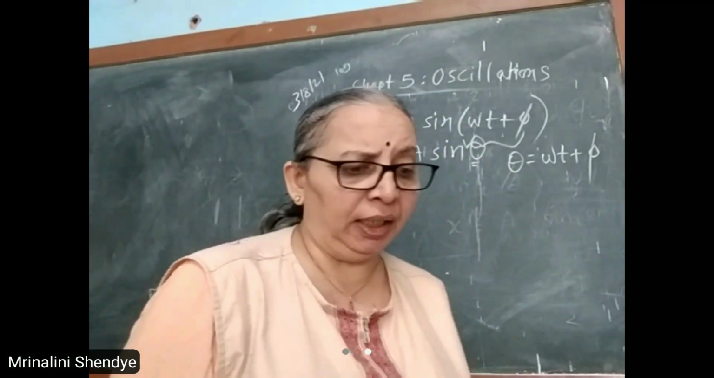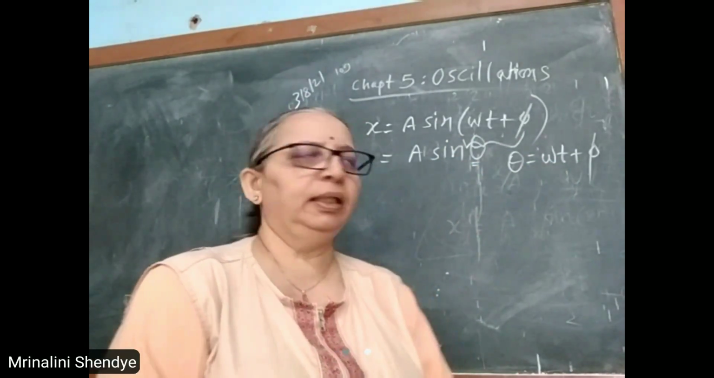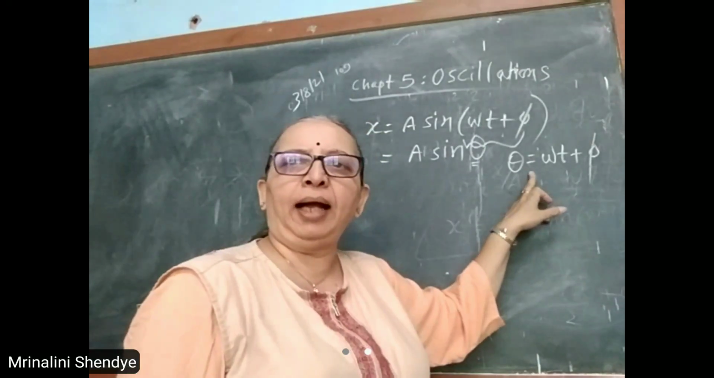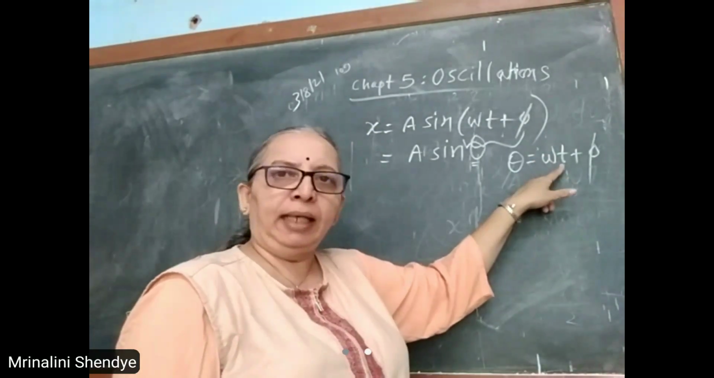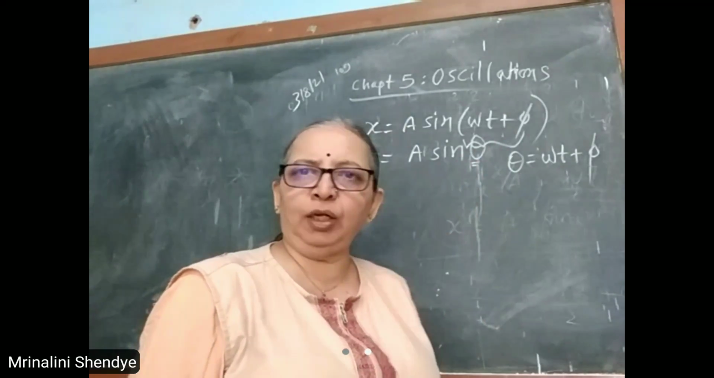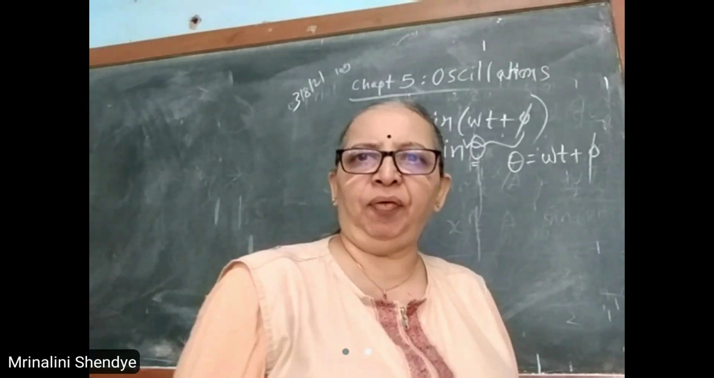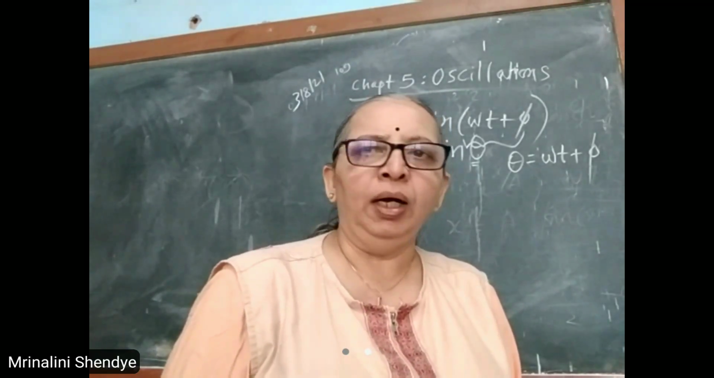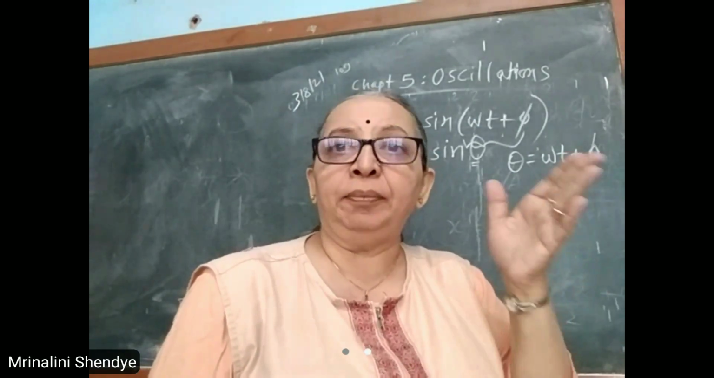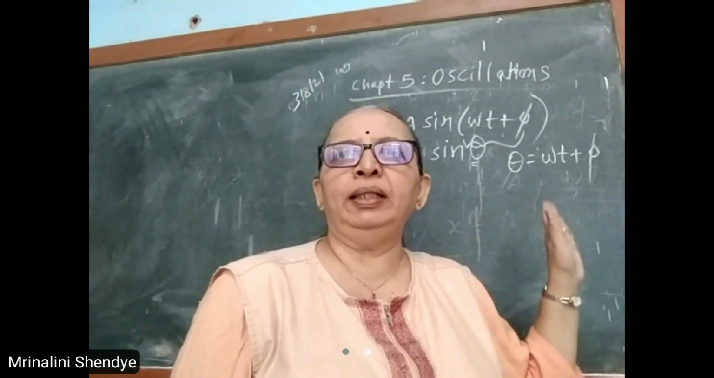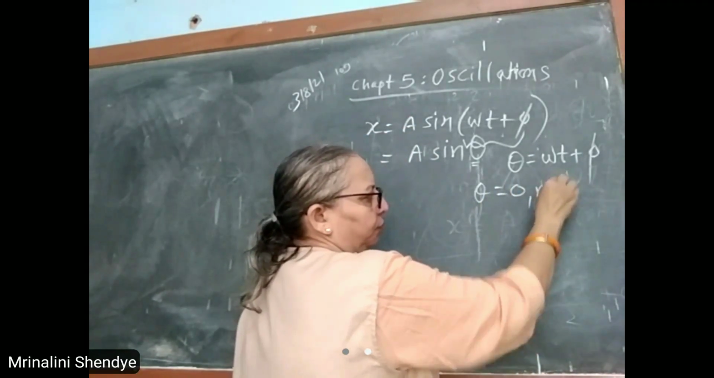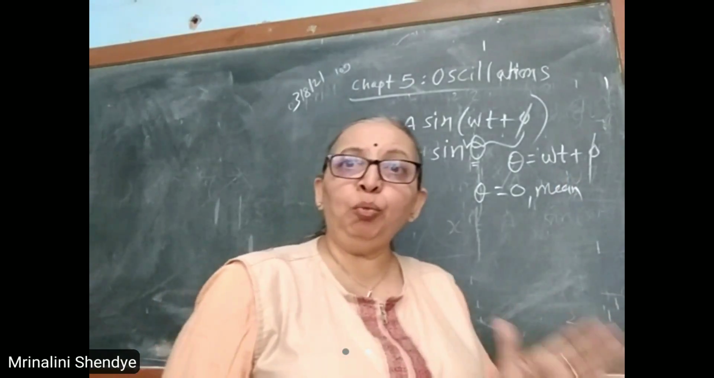Suppose initially theta is 0. If this value is 0, then omega cannot be 0, but t can be 0, so this term will be 0 and phi then will be 0. So phi, the initial phase, initial position, epoch, indicates 0 means the particle is at mean position. So when theta is 0, the particle is at mean position and likely to move towards right.